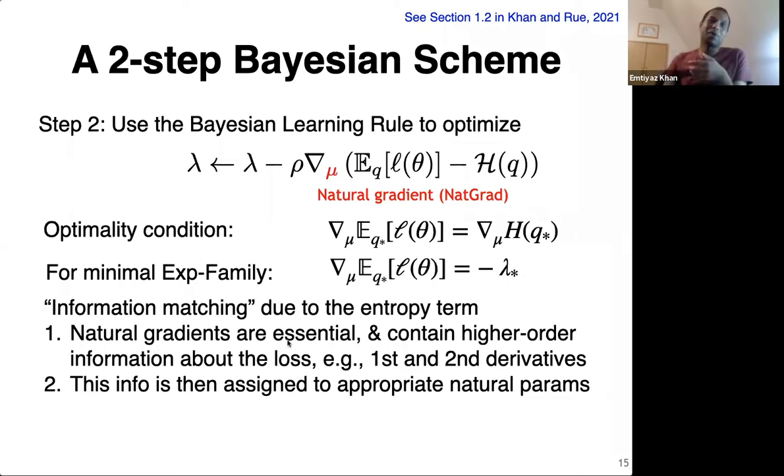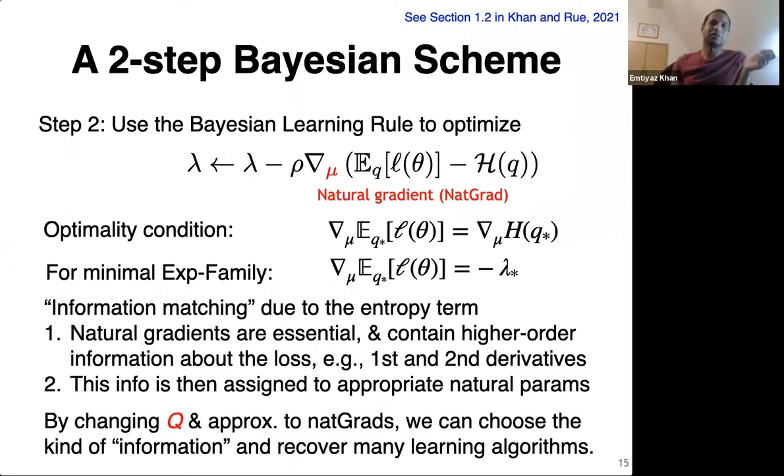Okay, so this point is extremely important: as I increase the complexity of the posterior approximation, I start to get more and more detailed information about the loss, and those detailed information are assigned to natural parameters. So this is the key thing behind, and the paper is kind of all about this. This message is again and again shown throughout the paper for many different algorithms that I can change Q. And then depending on the algorithm, I can do some tweaking to how I compute the natural gradient. I could do a slightly different method to compute it. And that will allow us to choose the type of information that we want from the loss landscape.